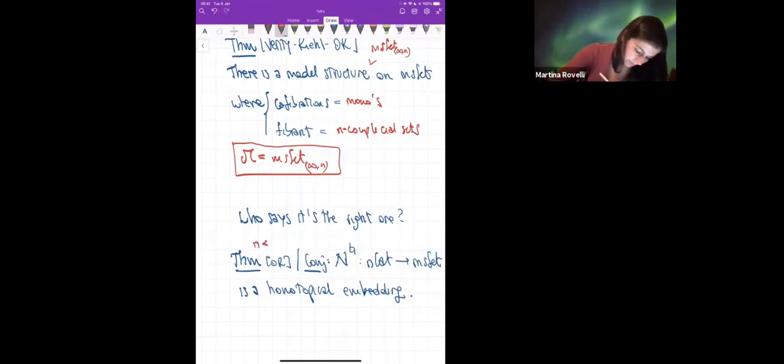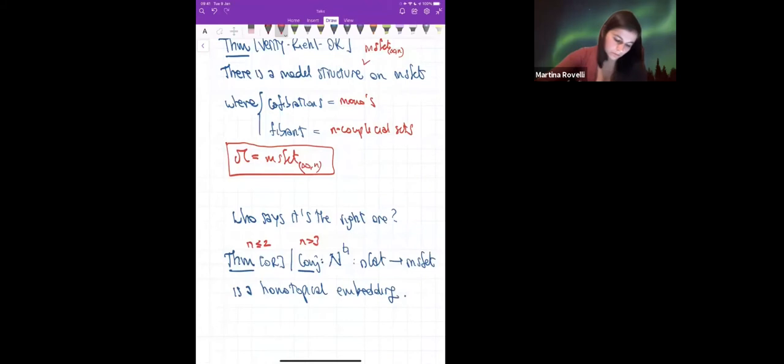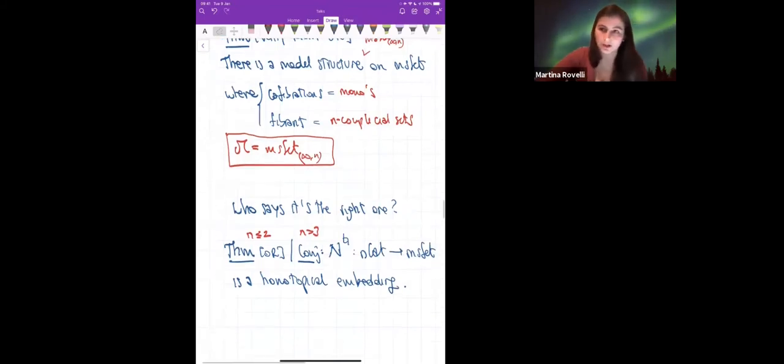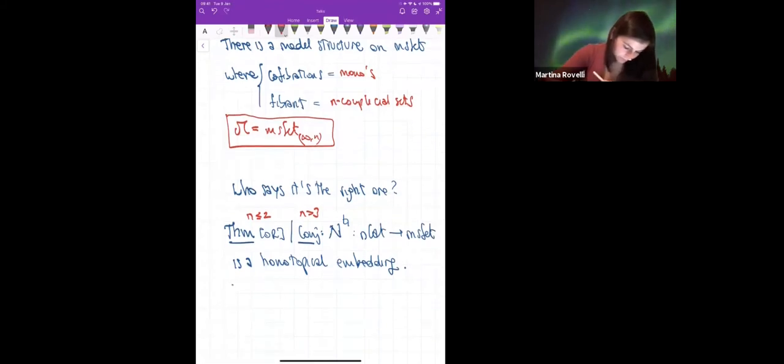So theorem for n smaller or equal than 2 and conjecture for higher values, is that if I look at the natural nerve that takes an n category and produces a marked simplicial set, this defines a homotopical embedding. So it's a homotopical functor that sends equivalences of n categories to weak equivalences of marked simplicial sets. And it's an embedding. So what do I mean by this?